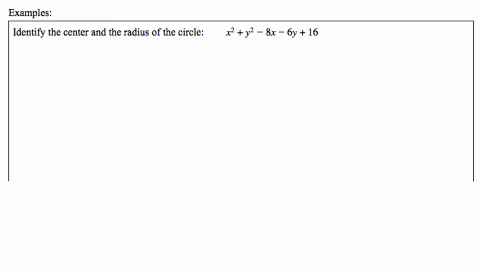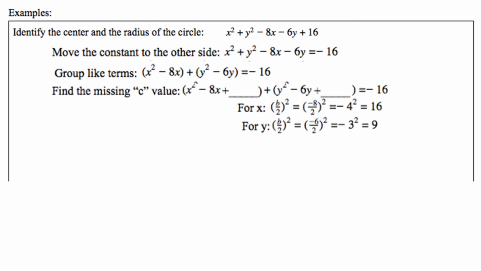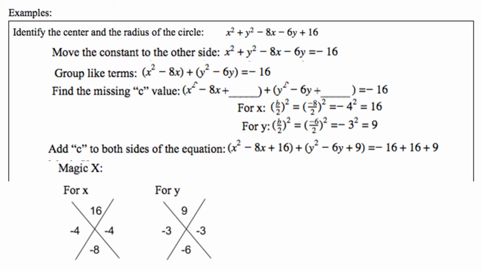So let's work through this example together. First, I'm going to move that constant to the other side, and then I'm going to group my x's and group my y's together. Now I need to find my missing c values. So for the first one, I'm going to take -8 divided by 2, that's -4, and I'm going to square it and get 16. And then I'm going to take -6, cut in half is -3, I'm going to square that and get 9. I'm going to add both of those on the left and on the right, and I'm going to factor the left-hand side into something that looks like this so that I can identify my center and my radius.